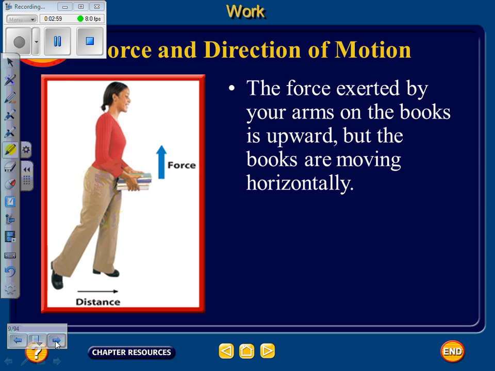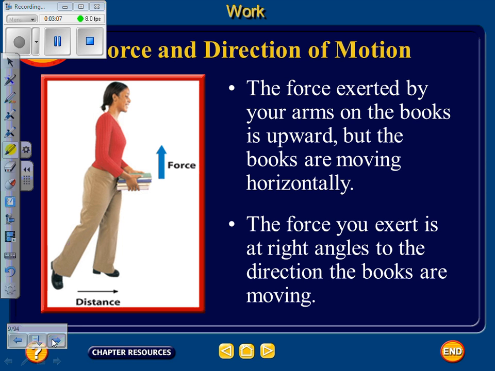The force exerted by your arms on the books is upward, but the books are moving horizontally. The force you exert is at right angles to the direction the books are moving. Again, she has the books stationary here. She's moving in this direction, but she originally lifted the books in this direction. So when they're stationary, she's not doing any more work on the books.